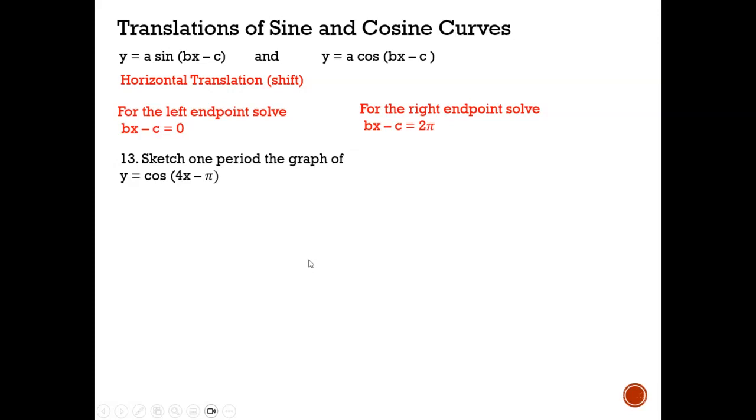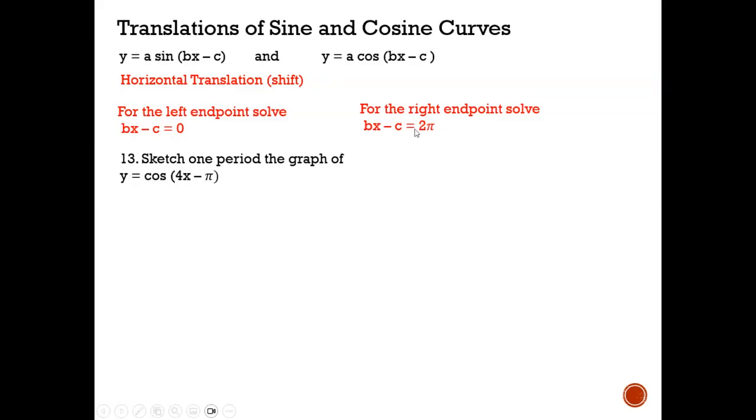Okay, what if we wanted to do a translation here? We're going to do a cosine graph, but this one includes a translation, right? So the basic equations here are y equals a times sine of bx minus c, or y equals a times cosine of bx minus c. So we know we have a horizontal translation, or a shift, because of this minus c. It could be a plus or minus value right here that you have with the x, and that's what tells you that we're shifting horizontally, okay? We're going to use this equation, bx minus c equals 0, to help us find the left endpoint, or where we would start our key points on the graph.